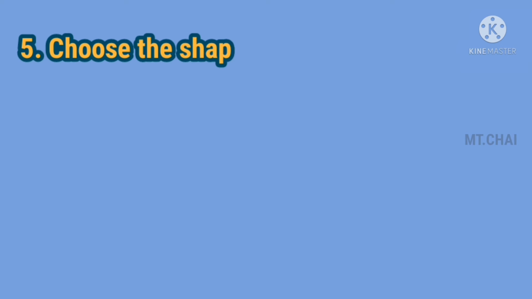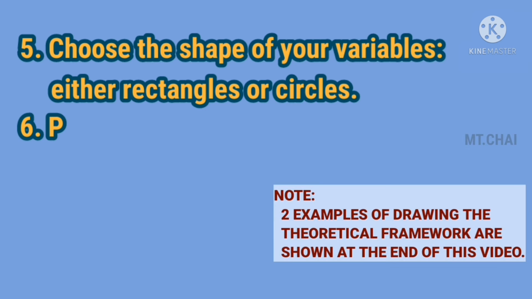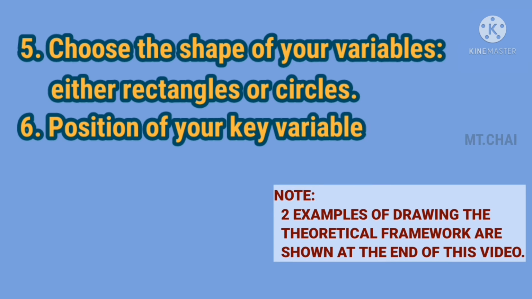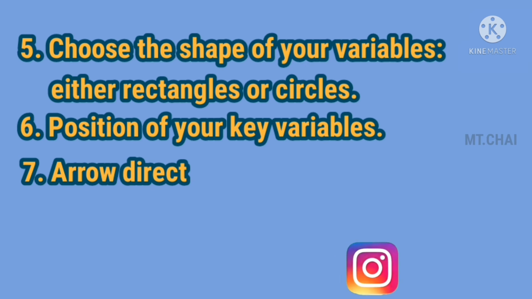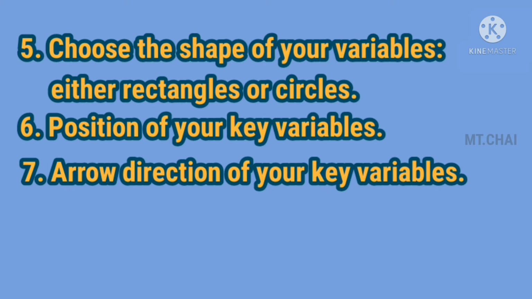Number 5. Choose the shape of your variables, either rectangles or circles. Number 6. The position of your key variables. The independent variable will be on your left side, meanwhile the dependent variable will be on your right. Still confused? No worries. Look into the examples I provided in the video. Number 7. Arrow direction of your key variables. Arrow direction should be from your independent variable to your dependent variable.